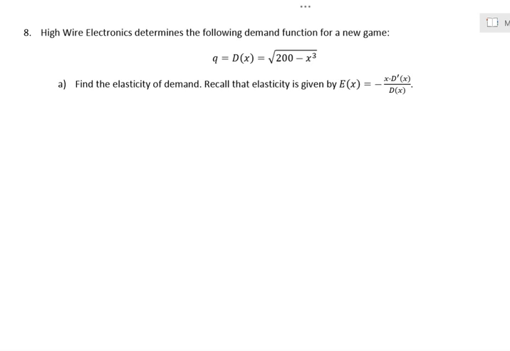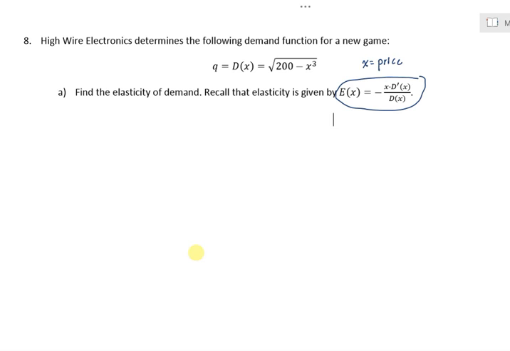We are on problem 8, which gives us a demand function for a new game. So this means X is the price, and Q, or D of X, is the quantity that people buy. So here's our elasticity of demand formula. You don't have to memorize this. It will be on the test just like it's on here, of course. We want to find that.